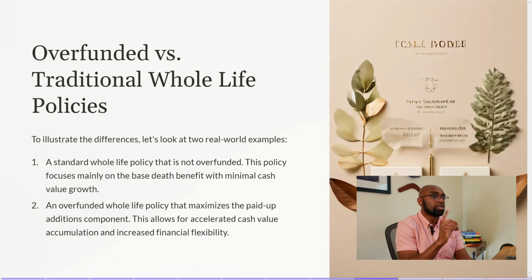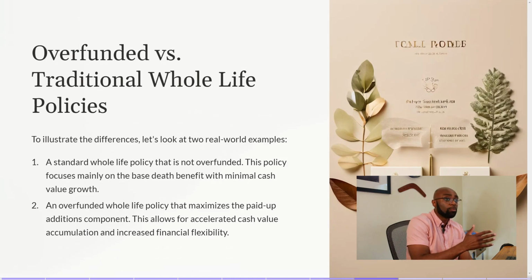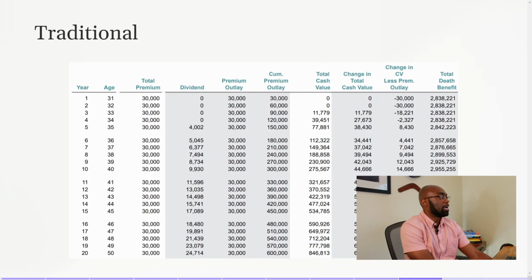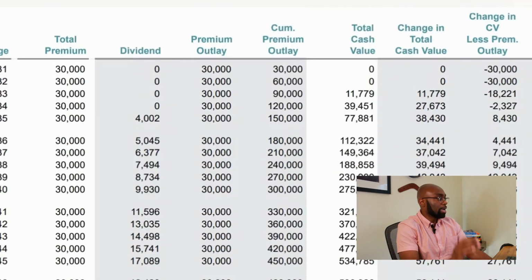And so I want to illustrate this difference by looking at two actual policies that I've designed. One of them will be a traditional policy that has a main focus on death benefit, especially early on. And the other is an overfunded policy that maximizes the paid up additions component, resulting in accumulation of cash value a lot faster. So let's take a look at this, right?